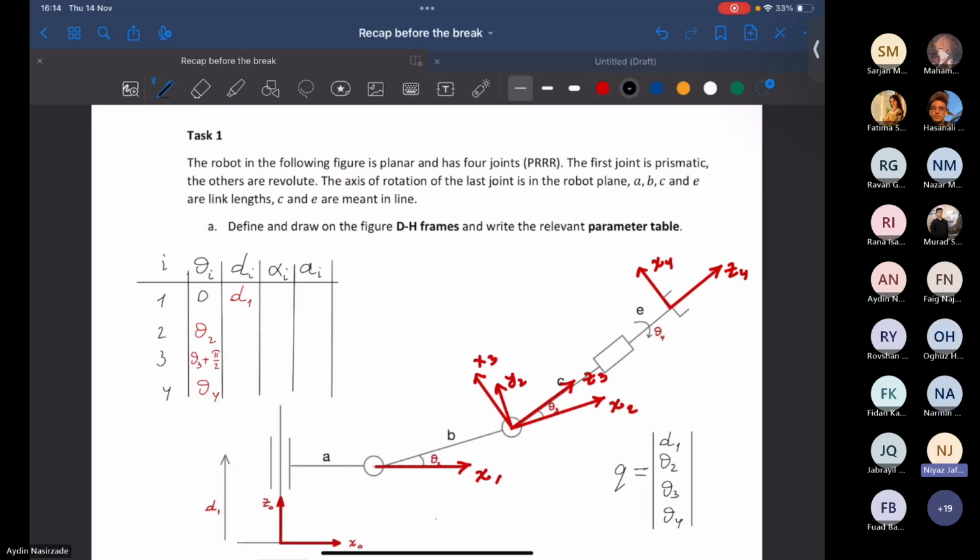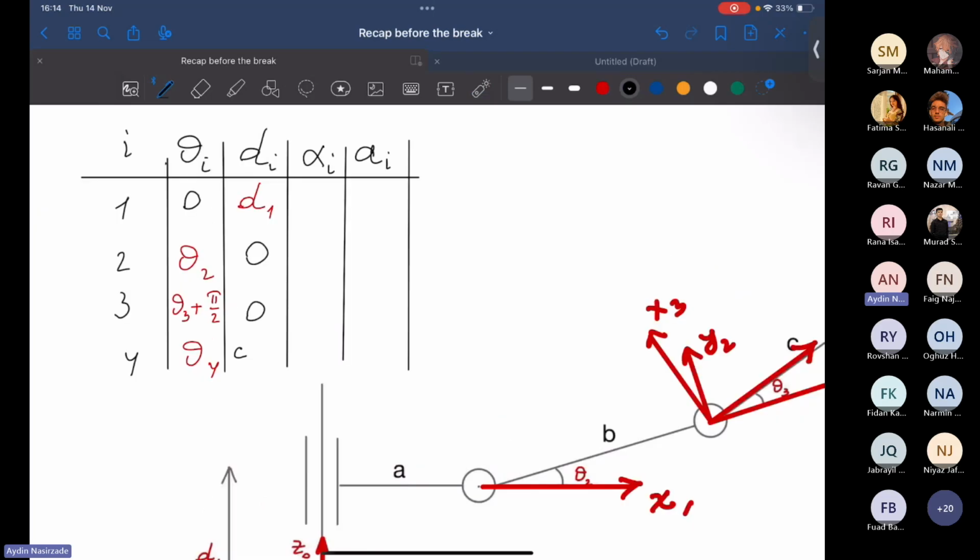D2 is 0, because there is no need for any translation. D3? Also 0, because there is no need for any translation. And D4, let's see. Along Z3, which is in this direction, how much do I have to move this origin to make it aligned with this origin? The answer is C plus E. And it's a constant.